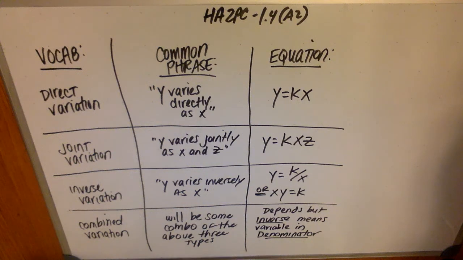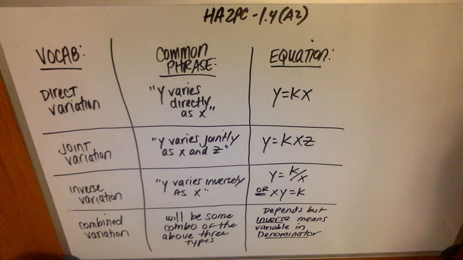Honors Algebra 2 Pre-Calculus. We're doing 1.4 in Algebra 2, which is direct variation and proportionality, or proportion, or any number of ways to say this. So, this is going to be a slightly vocab-heavy first video to talk about different words and how they relate to the equations that we can get from them.